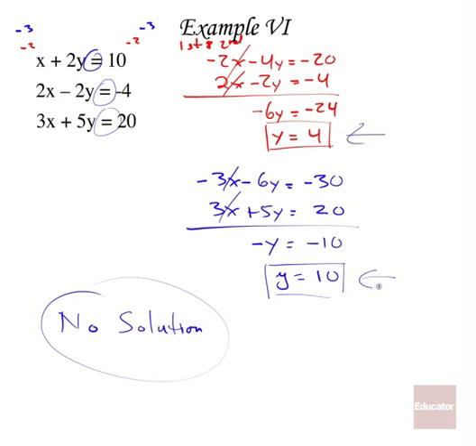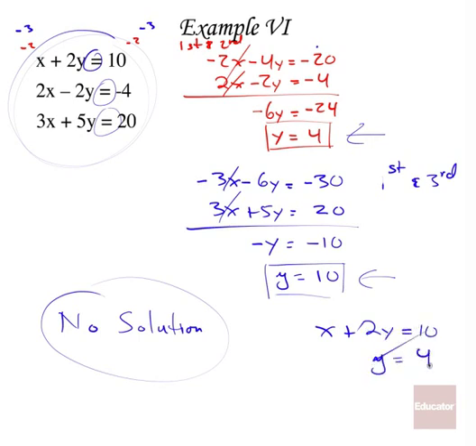These have to be consistent. First and second, this is first and third. Again, we're looking for this whole thing. What we just did here is the equivalent system that we've transformed it to: x plus 2y equals 10, y equals 4, y equals 10. There's your inconsistency.